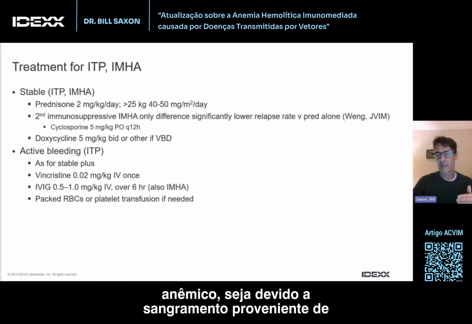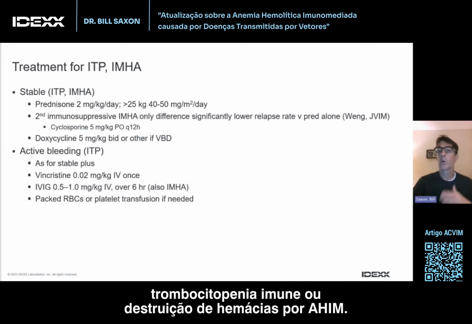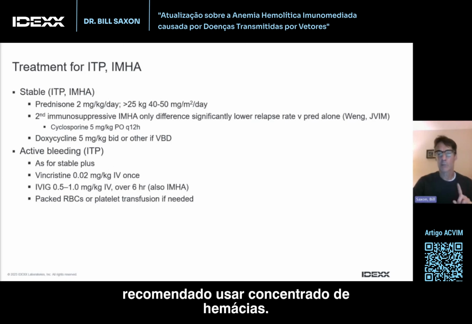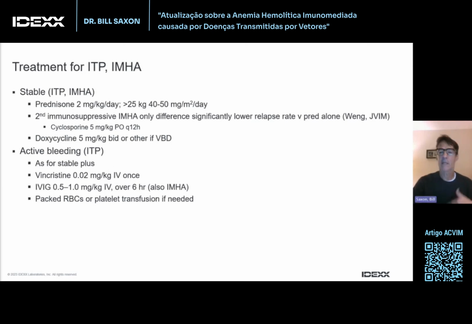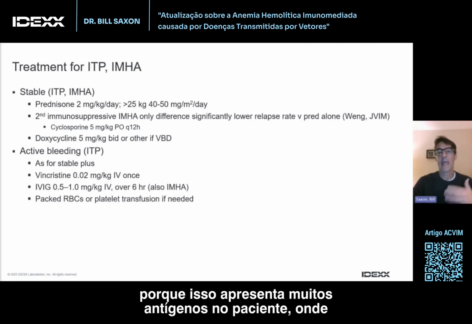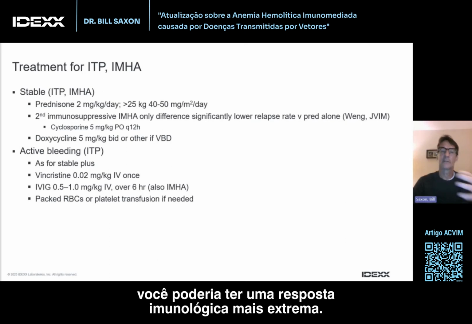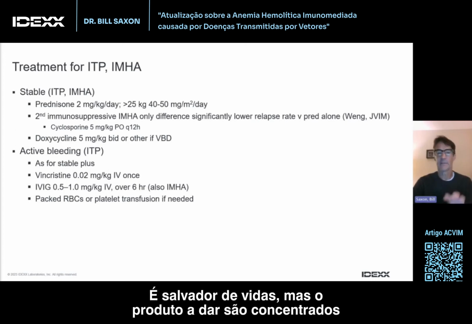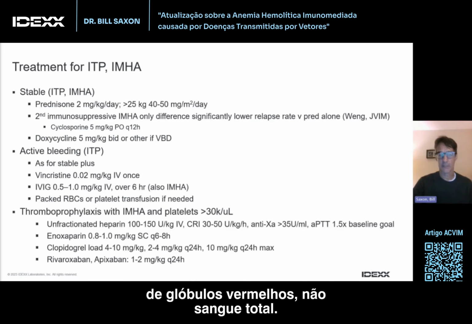If the animal is anemic, whether due to bleeding from immune thrombocytopenia or red cell destruction from IMHA, you must transfuse, life-saving. But you want to use packed red blood cells. You don't want to give whole blood or anything with plasma in it, because that presents too many antigens into the patient where you could have a more extreme immune response. So you have to give blood. It's life-saving, but the product to give is packed red blood cells, not whole blood.